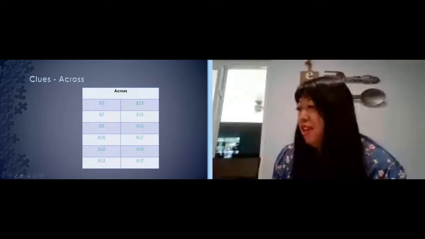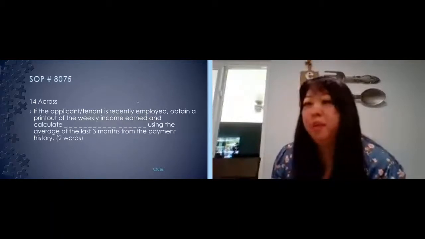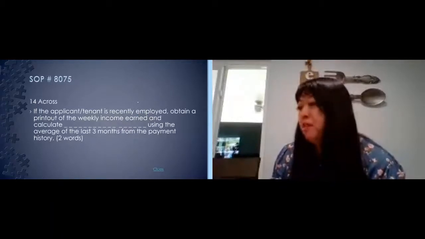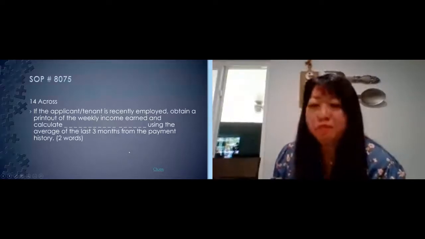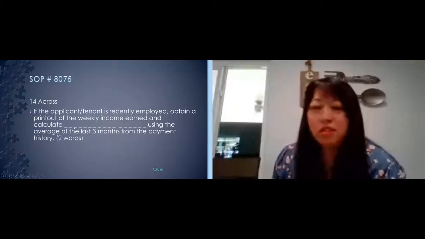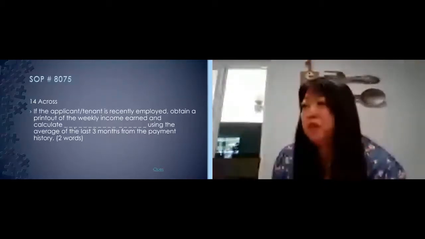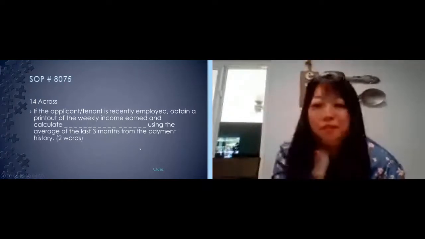Okay, moving on, we're going to go to 14 across. If the applicant or tenant is recently employed, obtain a printout of the weekly income earned and calculate 2 words here using the average of the last 3 months from the payment history. This is found in SOP 8075 if you need some help.